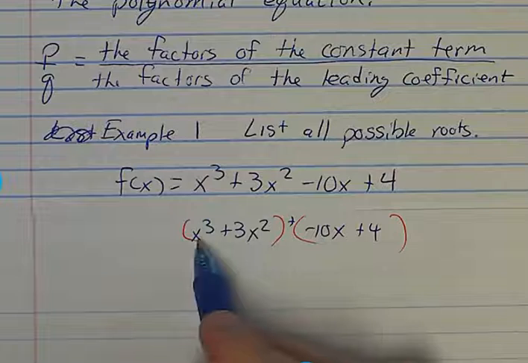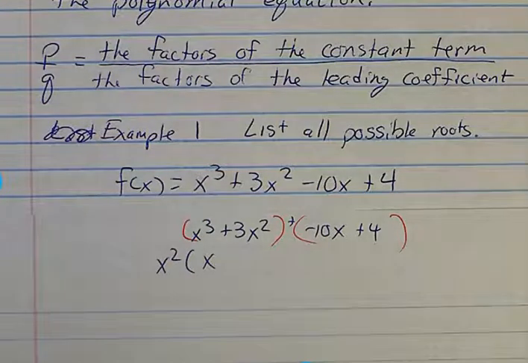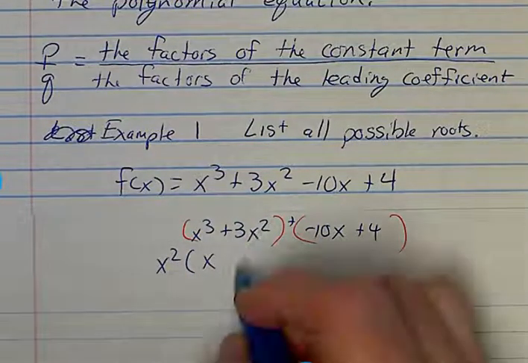Again, don't write this down because I'm telling you it's not going to work, but I'm just showing you what you would try to do. The first 2 terms, you've got x to the third and x squared. So you can take out an x squared. Take 2 of the x's out, leaves you with x here. Take these 2 out, it's going to leave you with 3.